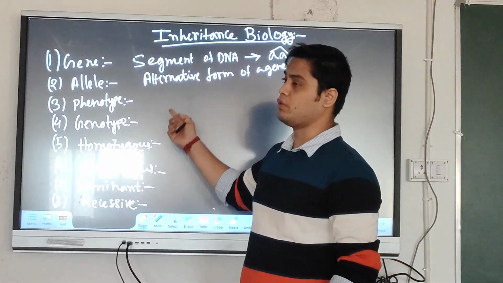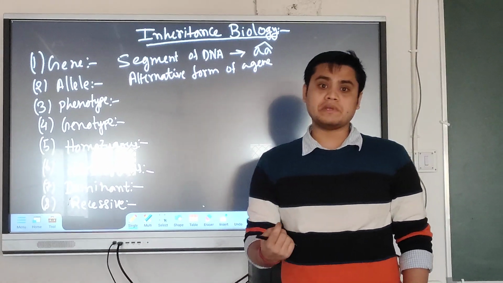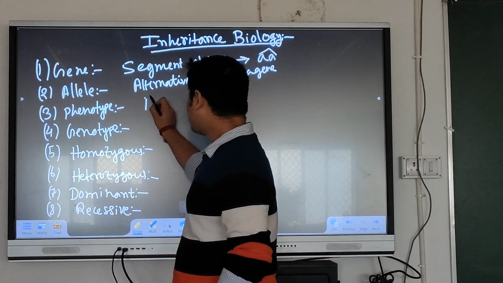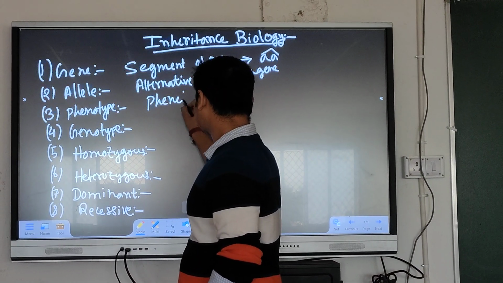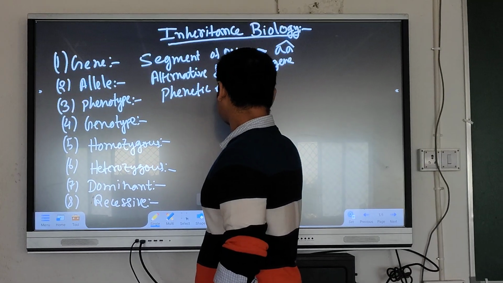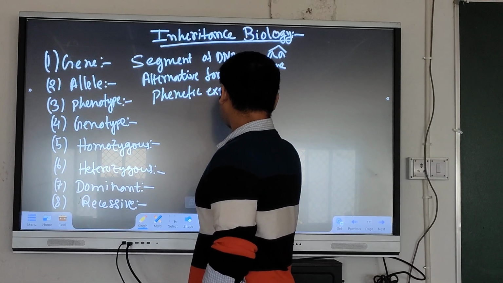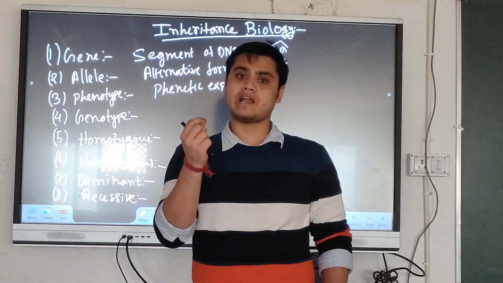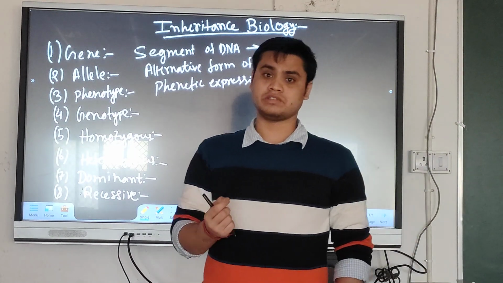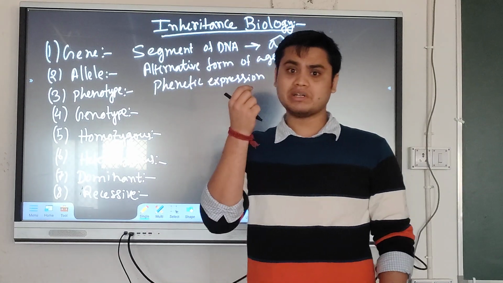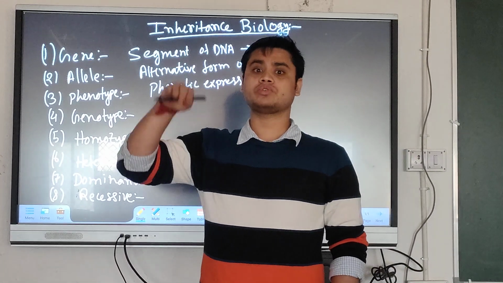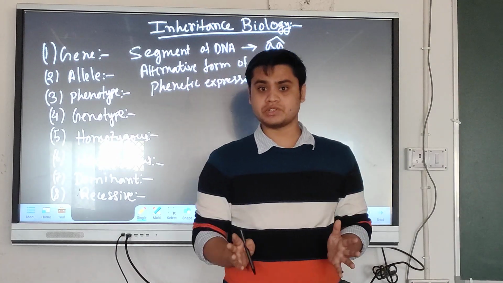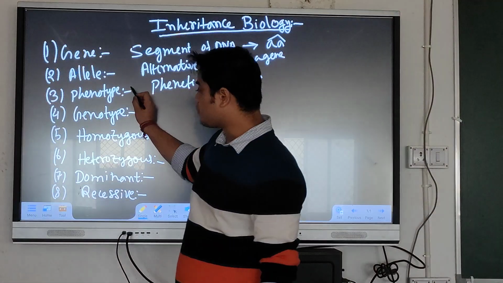The third one is phenotype. What is phenotype? Phenotype is the phenotypic expression. Now, what is phenotypic expression? Phenotypic expression means any physical characteristic of our body parts, like our hair color, our skin color, our eye color, how tall we are, how short we are, how fat we are. All these physical expressions are called phenotype.